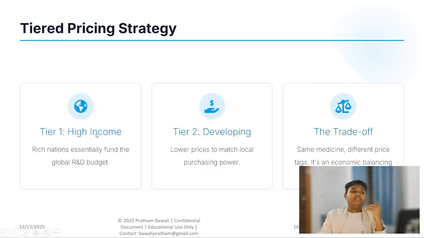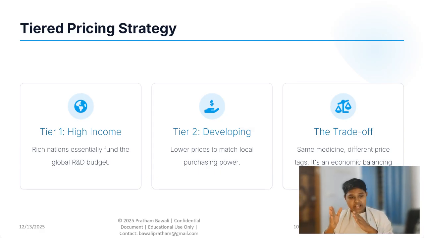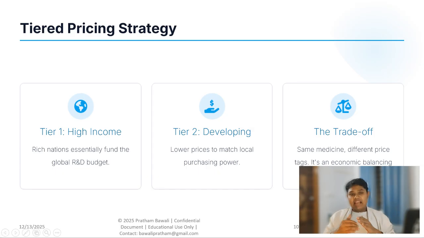Tiered pricing strategy. Tier one, high income. Rich nations essentially fund the global R&D budgets. Then tier two, developing nations, lower prices to match local purchasing power. The trade-off: same medicines, different price tags. It's an economic balancing act actually.